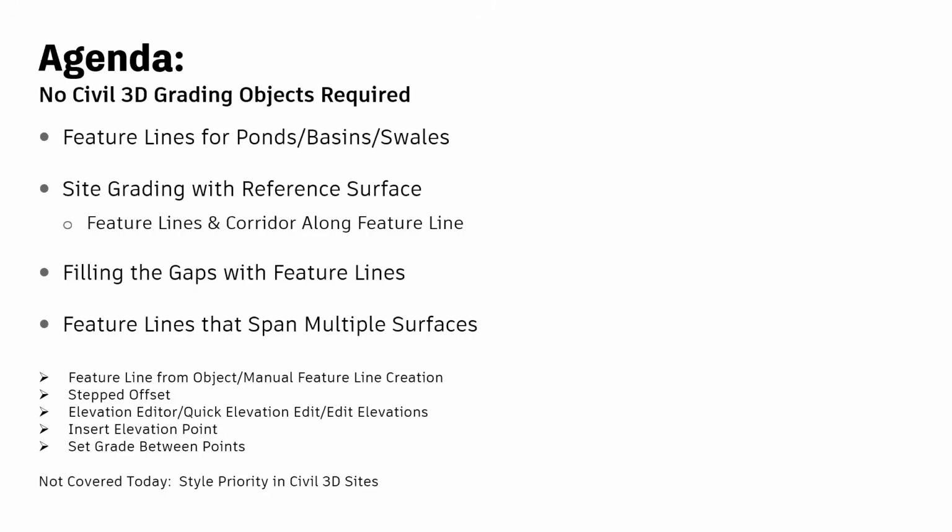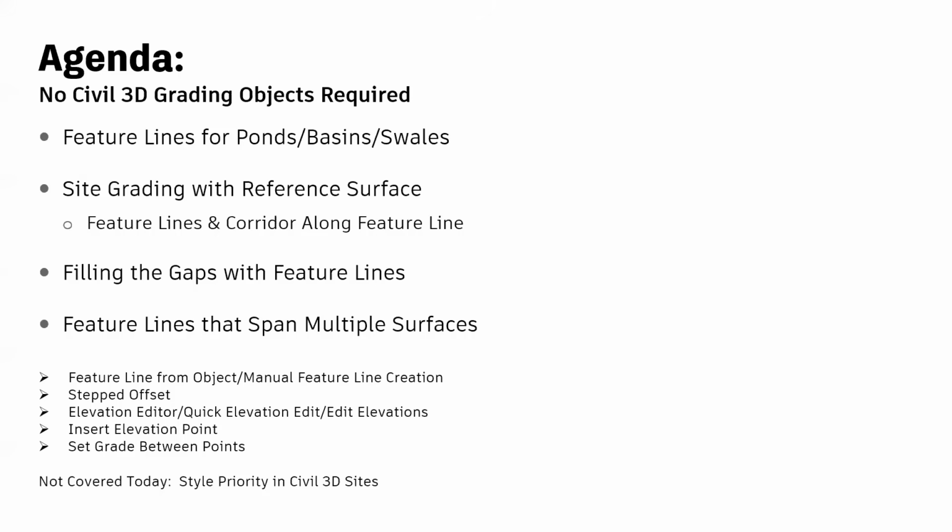And also some corridor work, creating some grading using a feature line in a corridor. Then we'll fill in some gaps. So we're not going to do a full site perfect, but we'll show how to fill in some gaps and some outer limits. And then we'll talk about some specific tools that you can use for things like when feature lines jump across multiple surfaces. And that happens a lot.